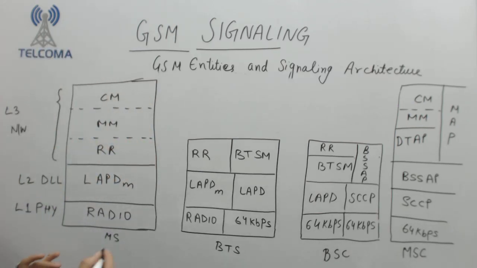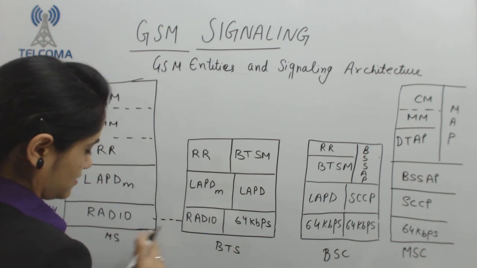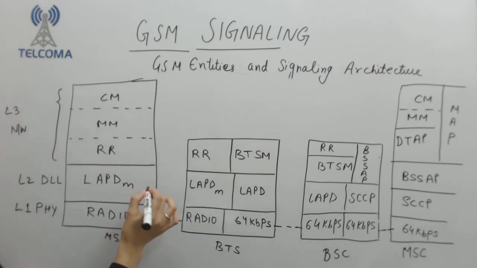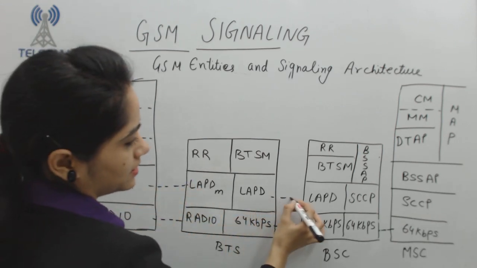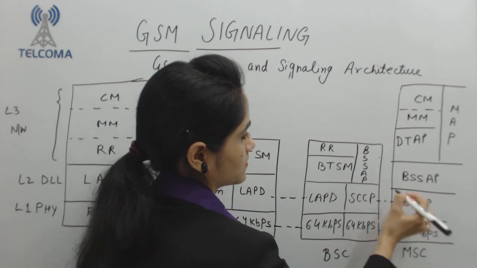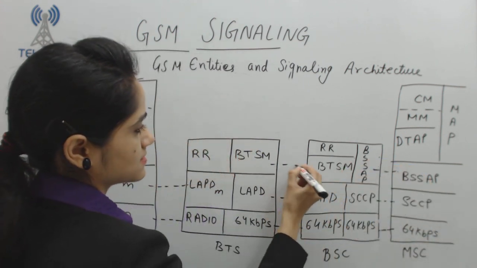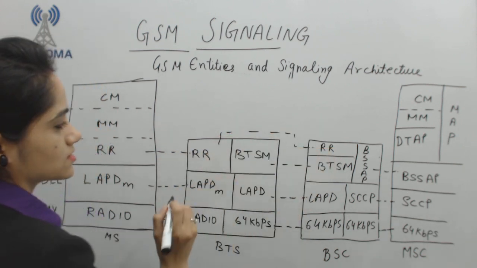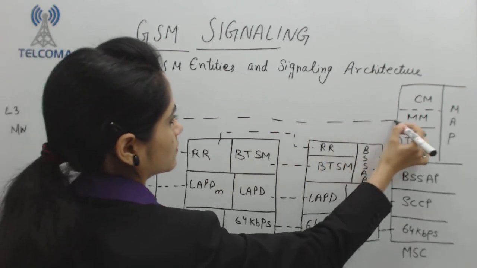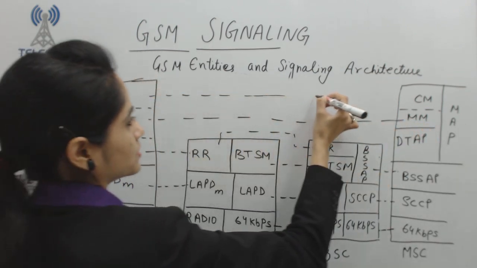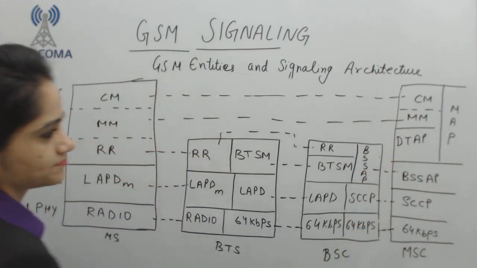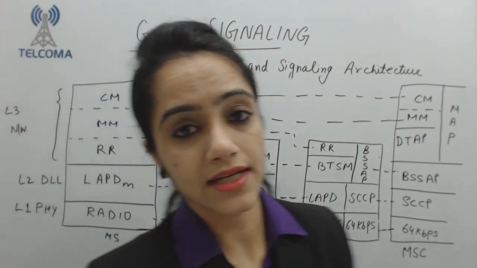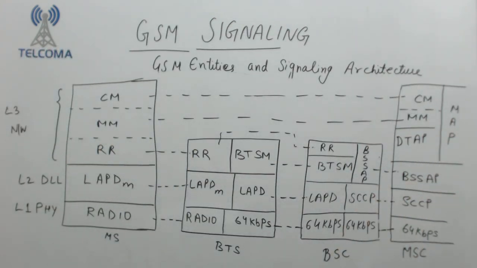Now remember that similar to similar connection is there. Radio to radio, 64 to 64, LAPDm to LAPDm, LAPD to LAPD, SCCP to SCCP, BTSM, RR to RR, and this RR is joined to this. MM is joined to MM, and CM is joined to CM. So this being the protocol structure or the signaling architecture followed in GSM system.